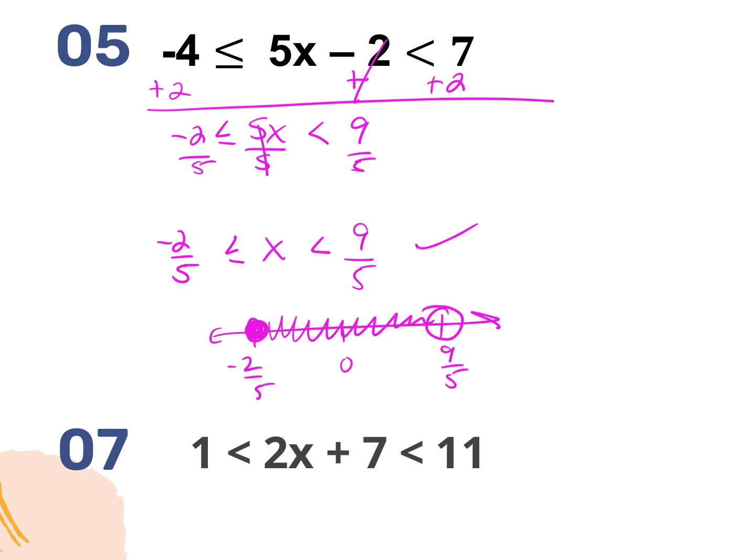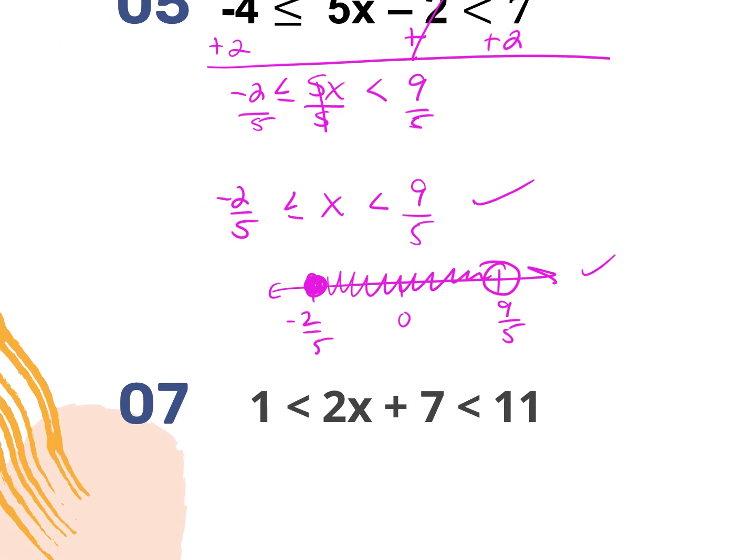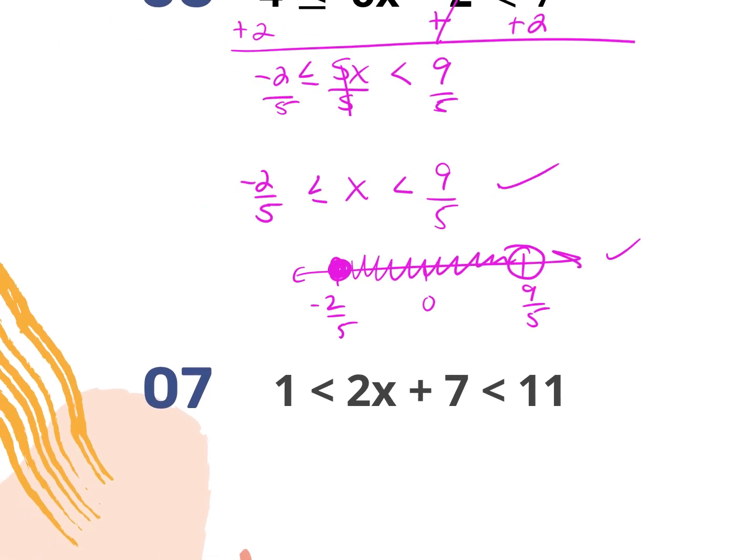Now, how do I write this in interval notation? Tell me. No, where does it start? Where do the values start that I can use? Negative 2/5. And where do they stop? At positive 9/5. What goes on negative 2/5? Bracket or parenthesis? Bracket. And then what on 9/5? Parenthesis. Perfect. Good. You have a specific starting and stopping point when x is in the middle.